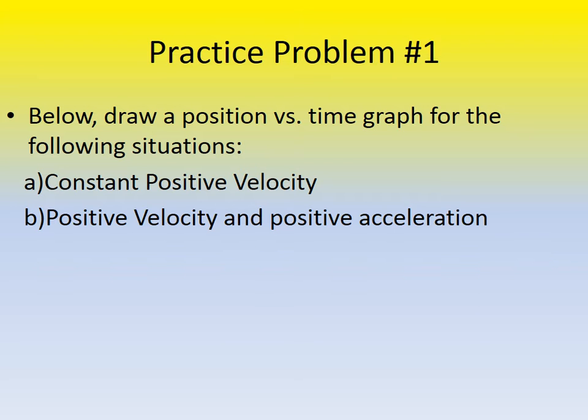Okay, practice problem number 1. So in your books you've got A and B. I want you to draw 2 position time graphs. So draw your little box for A and B. I want you to practice this. See if you can do it. On A, do constant positive velocity. And then on B, do positive velocity and positive acceleration. See if you can get that.